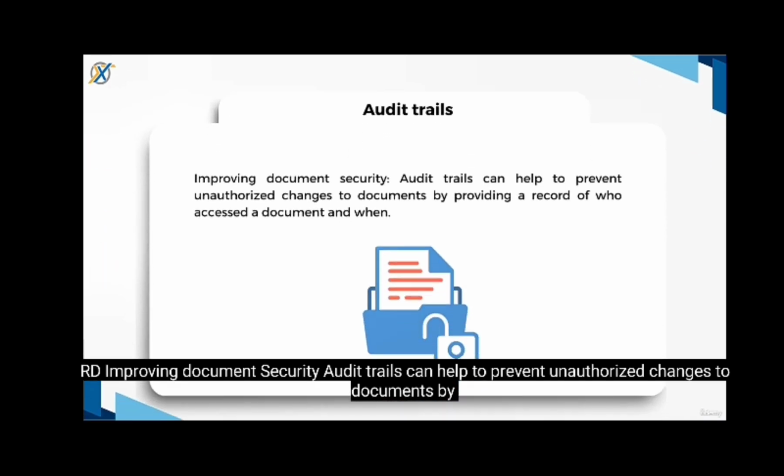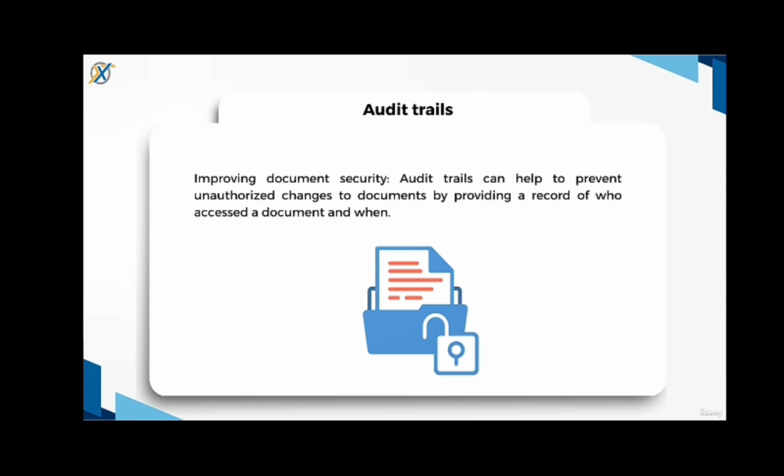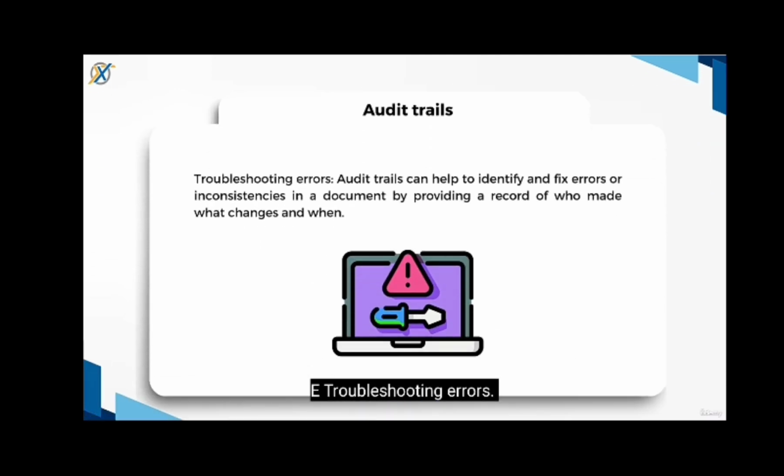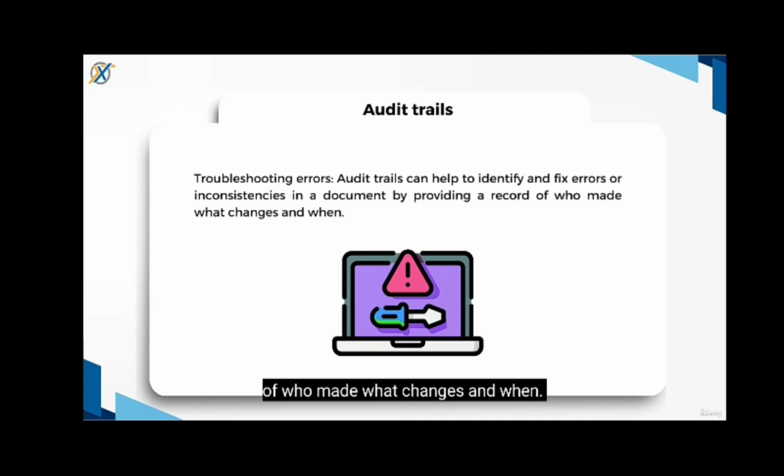D. Improving document security. Audit trails can help to prevent unauthorized changes to documents by providing a record of who accessed a document and when. E. Troubleshooting errors. Audit trails can help to identify and fix errors or inconsistencies in a document by providing a record of who made what changes and when.